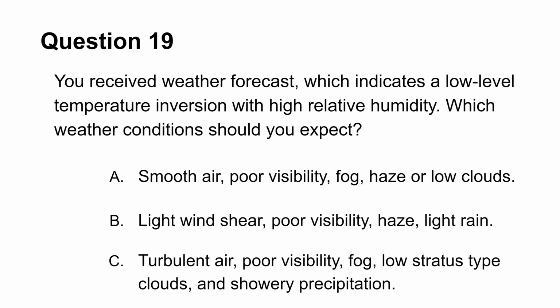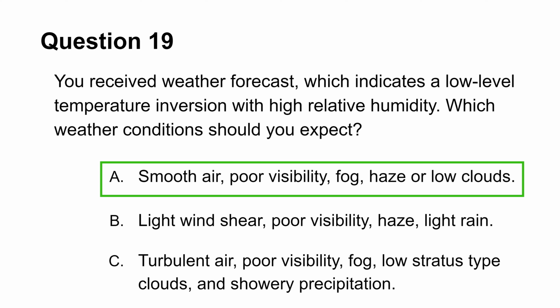Under the inversion conditions, temperature will rise up to a certain point though. Thus, air at the top of the layer where temperature inversion will stop acts as a lid, keeping various weather and pollutants trapped underneath. With relatively high humidity, cloud formation is possible closer to the ground, and you will have fog, haze, smooth air, and poor visibility. This makes choice A the answer.